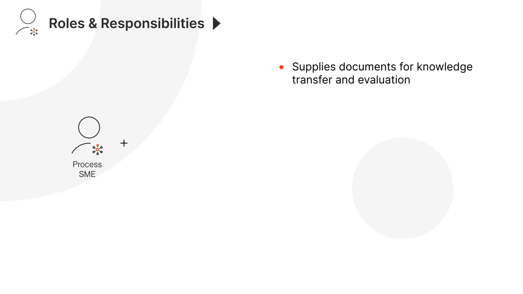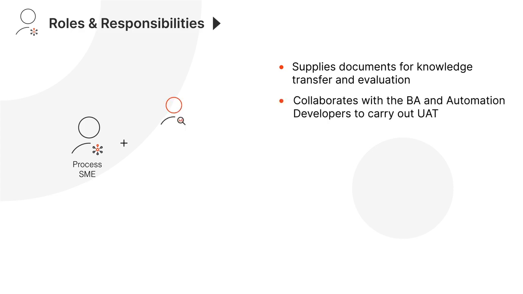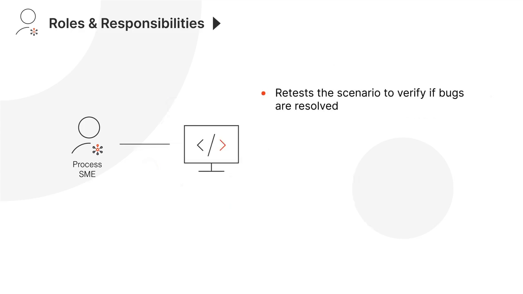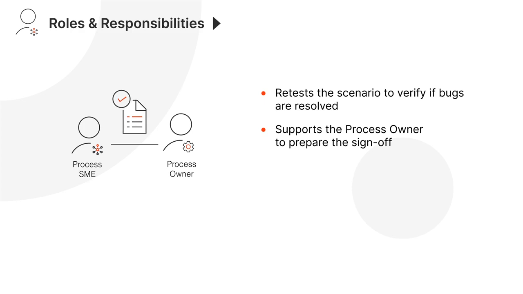Process SMEs should also collaborate with the business analysts and the automation developers to provide the test data and carry out the UAT, including detecting and logging defects, notifying the developers, and providing additional details for them to identify the cause and fix the defects. The process SMEs then retest the scenario to verify if the bugs have been resolved. Upon completion of the UAT, the process SME supports the process owner to prepare the sign-off.